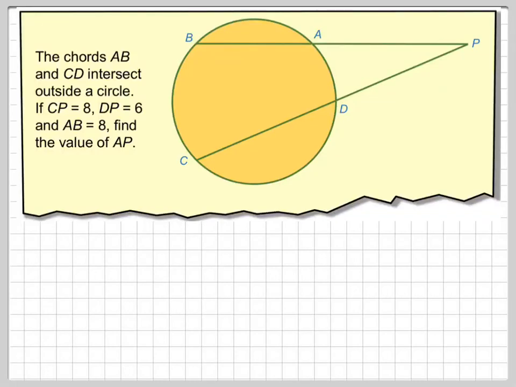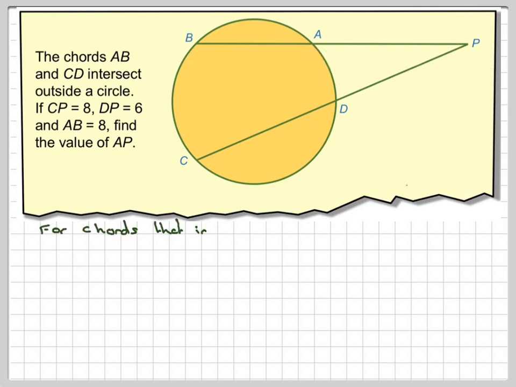Right, in this video we're going to look at intersecting chords. So we've got the chords AB and CD, but they intersect outside of the circle. It says chords AB and CD intersect outside the circle. CP is 8, DP is 6, and then AB is 8. Find the value of AP, it says.